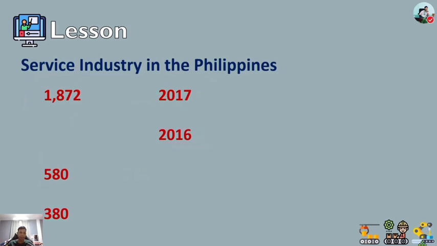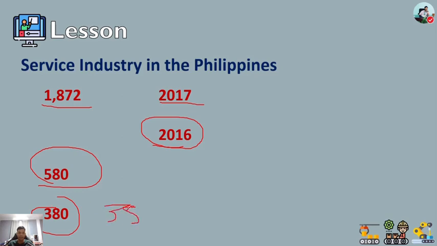Moreover, it was reported that a total of 1,872 establishments with total employment of 20 and over in the formal sector of the economy were engaged in administrative and support service activities in 2017. This is the same as the number of establishments reported in 2016. Among the industries, call centers and other related activities had the highest number of establishments at 580, followed by private security activities with 380 establishments. Temporary employment agency activities ranked third with 308 establishments.